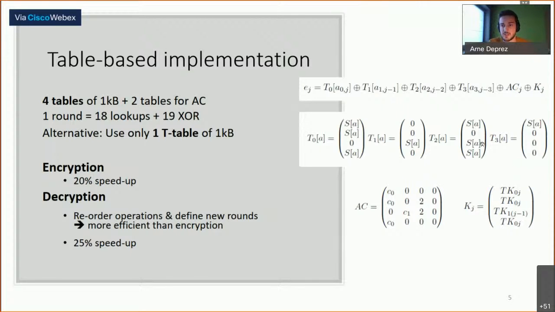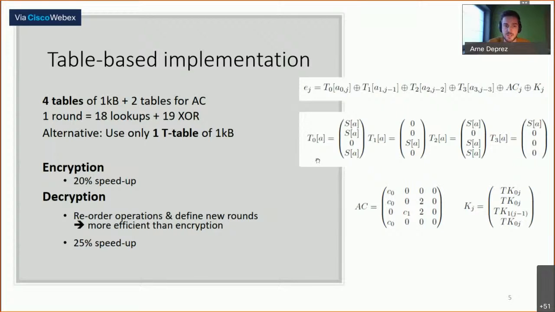The tables are a kilobyte each. This can be a bit much, but because the tables are very similar, there is an alternative to use only one table, which introduces only a little bit of overhead. With this implementation, we achieved a speed up of 20% for encryption.